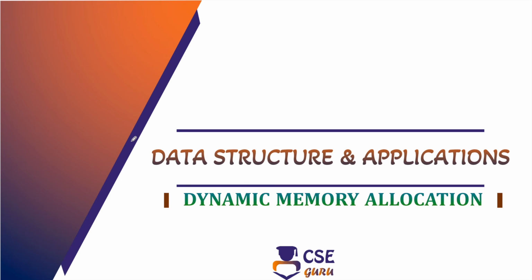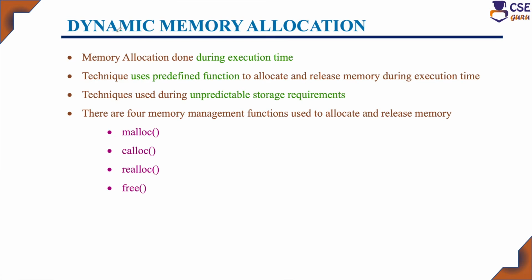In that, we are going to discuss the topic dynamic memory allocation. Dynamic memory allocation means memory will be allocated during execution time. The dynamic memory allocation technique uses predefined functions to allocate and release memory during execution. Whenever memory is required, the predefined function will allocate the memory. Whenever it is not required, it will be released.